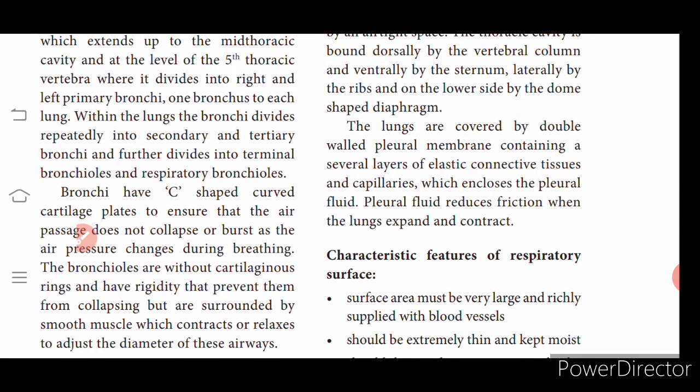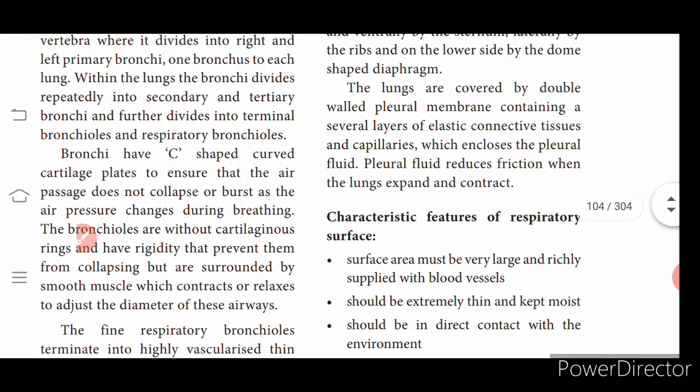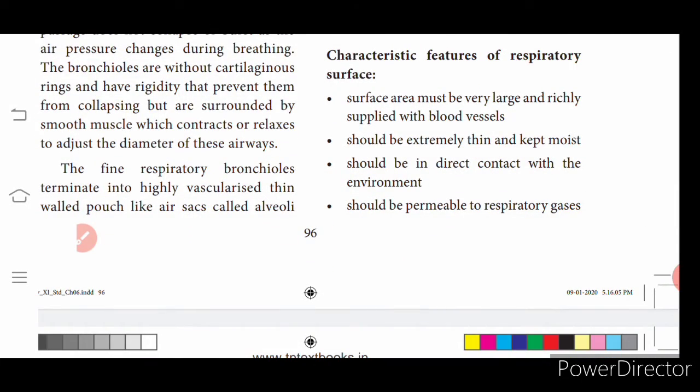Okay, so then laterally the ribs and the lower side forms the dome shape. And it is protected by the diaphragm. Diaphragm is a thick muscular structure that is found below the rib cage, which will move up and down during the breathing process. Characteristic features of respiratory surface.